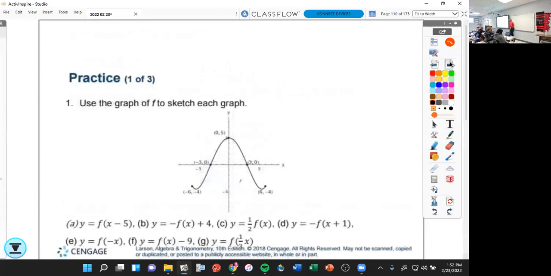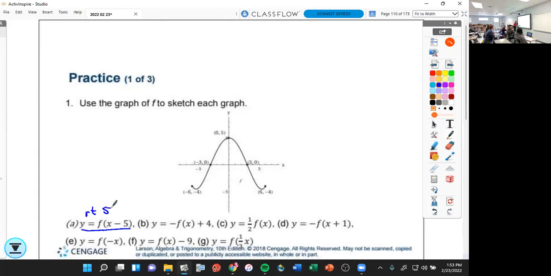Here's a graph. We're just going to talk through this one. I don't know what this equation is, but it's a graph. Look at part A. Part A says, let's take that graph above, but we're now going to change it to f of x minus 5. What is the graph going to do with f of x minus 5? Right 5.